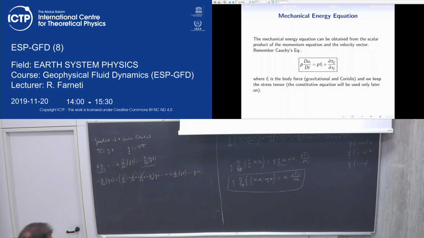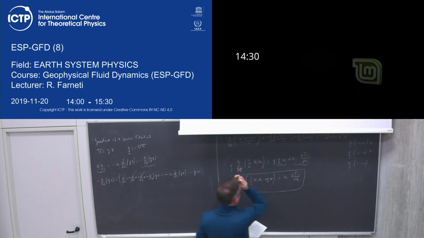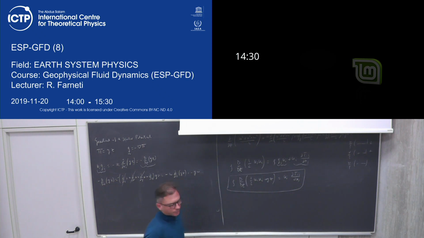Okay, so here I'm saying that the rate of change, or the rate of increase of kinetic energy, equals the sum of the rate of work done by body forces, which is here, and the rate of work done by the net surface forces, this one. So the rate of change in kinetic energy is equal to the rate of work done by the body forces plus the rate of work done by the surface forces. But now we want to look at this term.